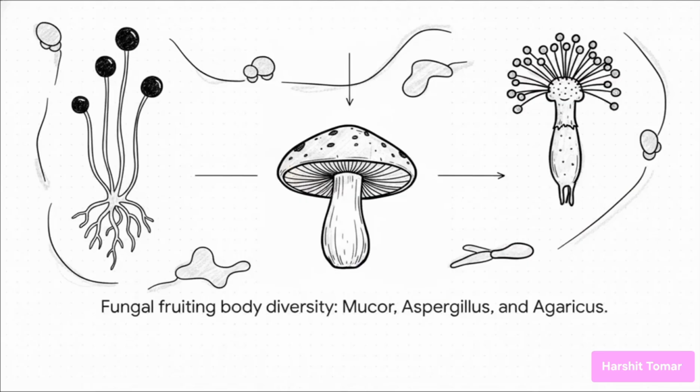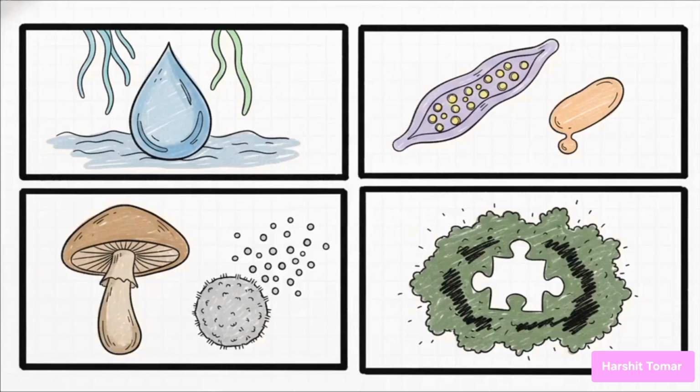When fungi reproduce, they form these incredibly complex fruiting bodies. And the sheer structural diversity here is wild, ranging from the molds of Mucor and Aspergillus to the familiar Agaricus mushrooms you might see on a pizza. This diversity, alongside the morphology of their mycelium, forms the exact basis for how scientists divide this kingdom into distinct classes. By looking closely at those structures, we get 4 distinct classes.